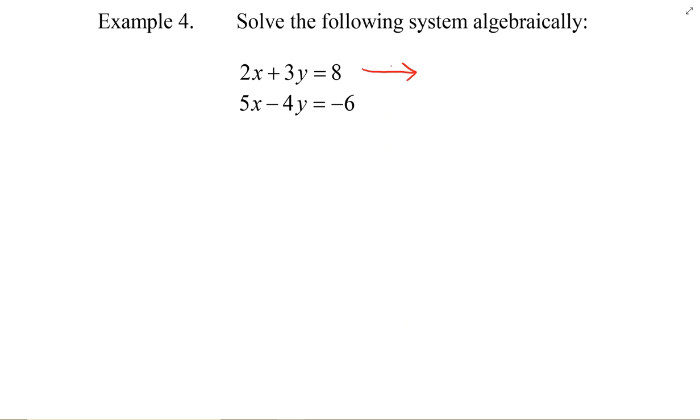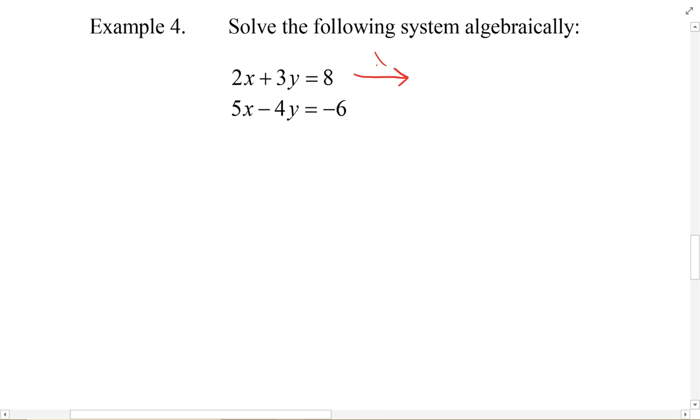Awesome. So what would be the common number for x? We have 2 and a 5. 10, right? That would be the lowest common multiple between 2 and 5, 10. So what would you multiply the top equation by? 5. So times this by 5, the whole thing, okay?